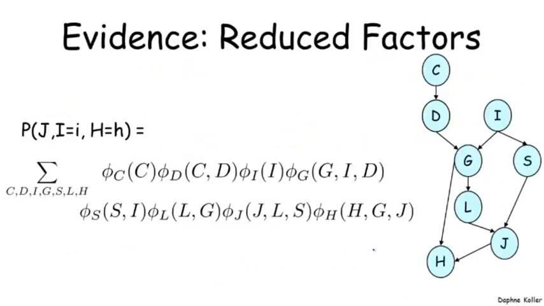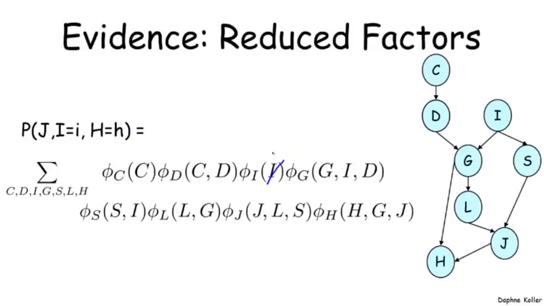This applies equally well in the context of Bayesian networks. So here we might have, say, the observation I equals little i and H equals little h. So now this is no longer an equality, but rather because we have not yet conditioned on the evidence. And so if we want to make this equal, we have to reduce each one of the factors involving I and H based on the evidence.